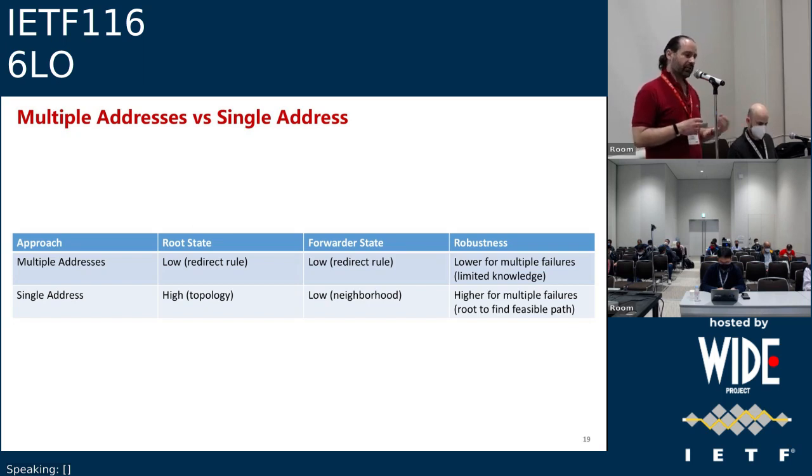Anyway, in the single address case, the root state is higher because, as I said, the root needs to have a full vision of the topology in case of failure to calculate an alternative path. Forward state is low like the multiple addresses, just logically one single table. But on the robustness part, because the root has this full vision, we can handle maybe multiple failures in a more optimal way. Next.